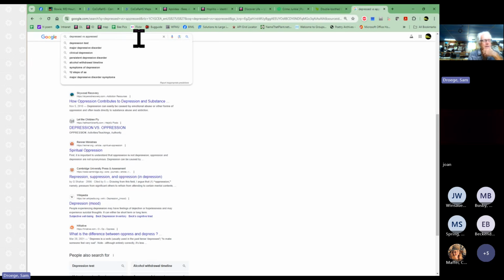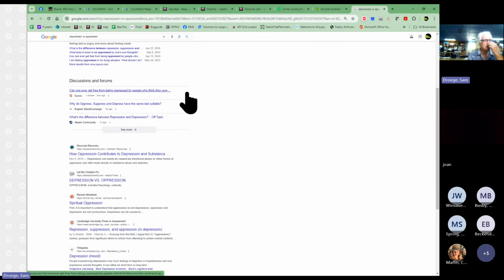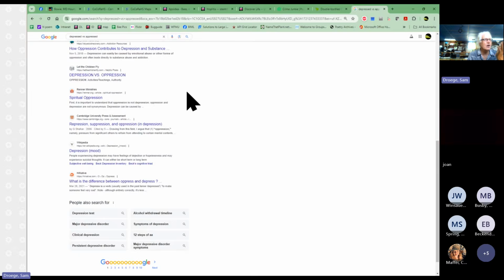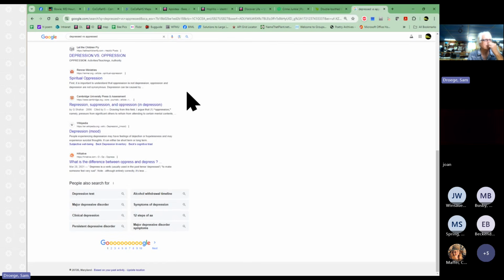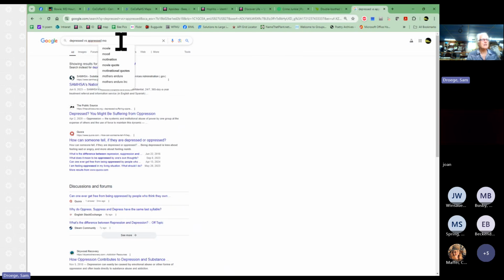Depressed versus oppressed. It really doesn't show it. What does your Google version say? It says oppression, depression versus oppression. This is not helpful. Maybe we have to categorize it versus morphology. How about that?